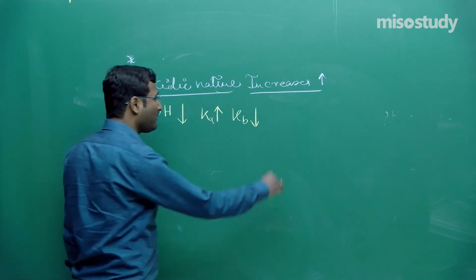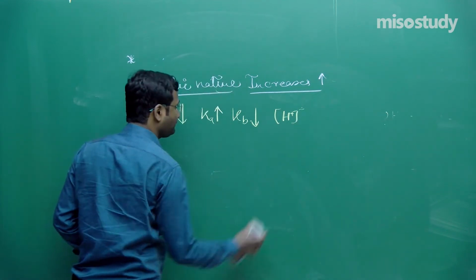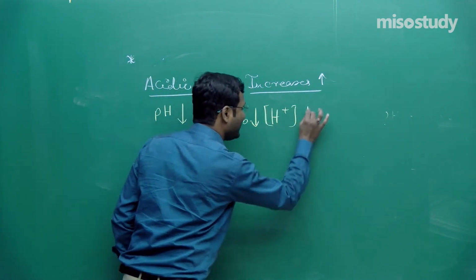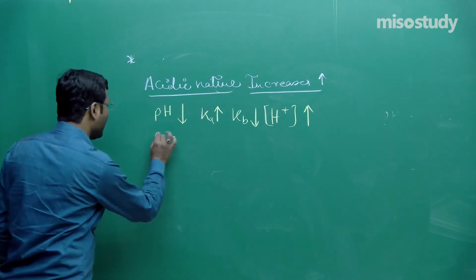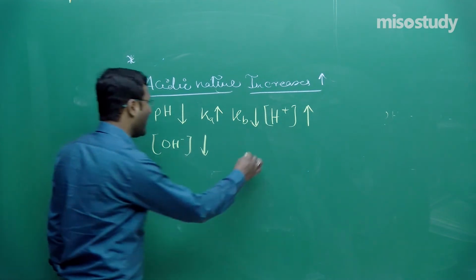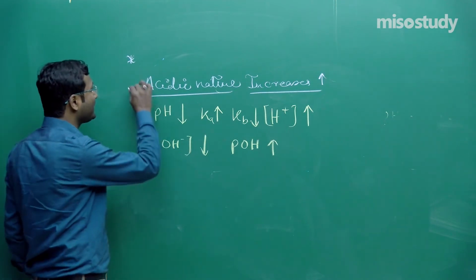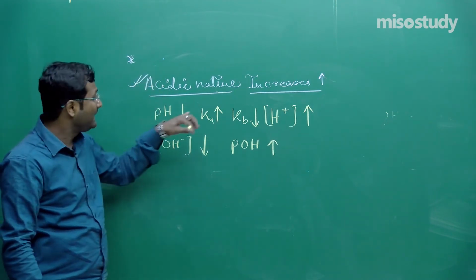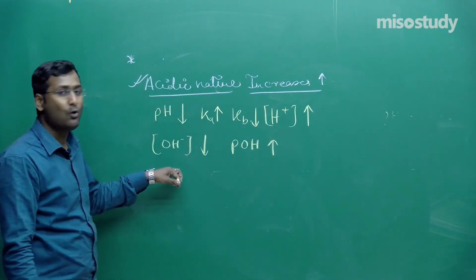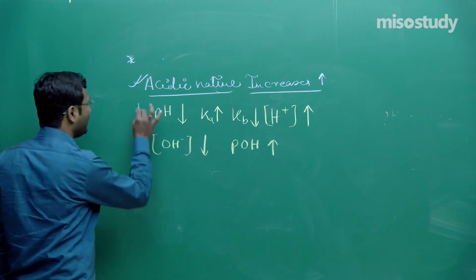That's simple. In terms of H plus ion concentration, if H plus ion concentration increases, and in terms of OH minus ion concentration, if OH minus ion concentration decreases. Are you getting my point? POH, if POH increases. So if anyone asks you how you relate the acidic strength in terms of pH, Ka, Kb, H plus ion concentration, OH ion concentration, and POH, I hope you all are getting this.